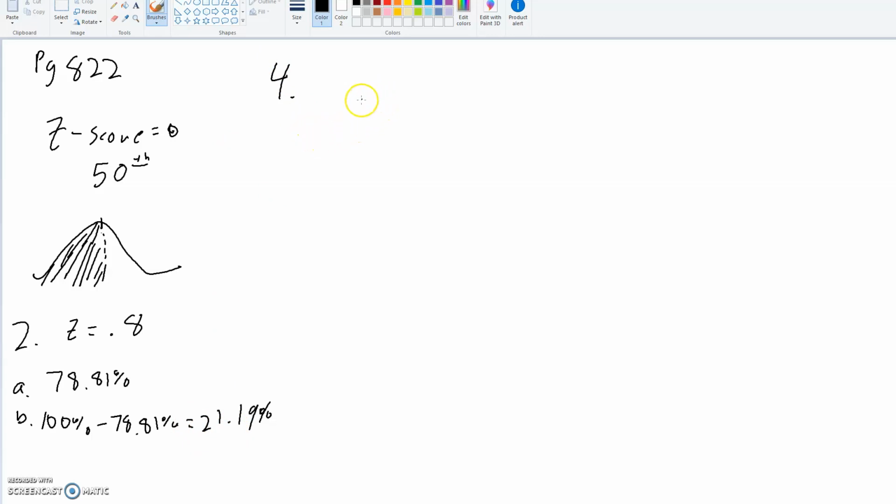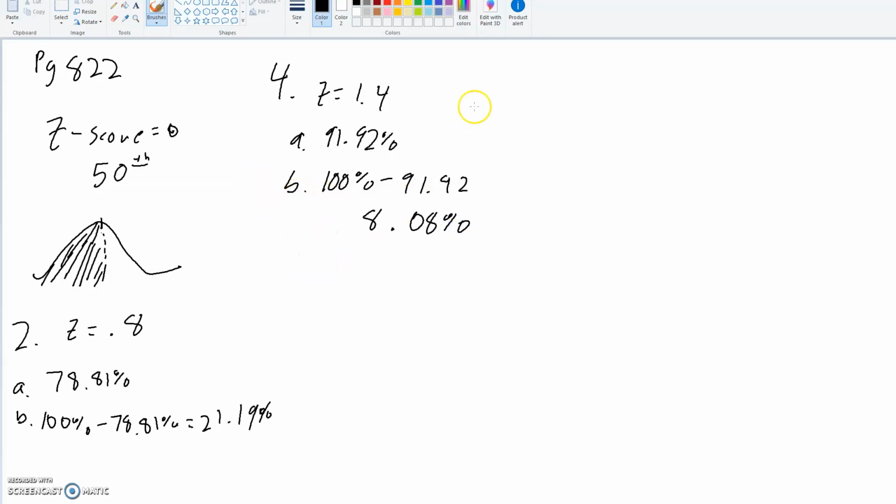Number 4 says we have a z of 1.4. So 1.4 standard deviations above our mean there. We're just going to look into our table on page 822, and we'll see that that gives us 91.92% of our data lies beneath that. So it's a 91.92 percentile. Then to find out what's above, we're just going to take 100% minus it. And we should get 8.08% lies above. So that's how we're going to go about doing these things.